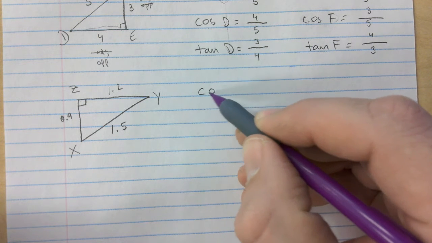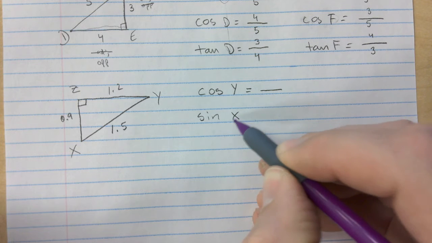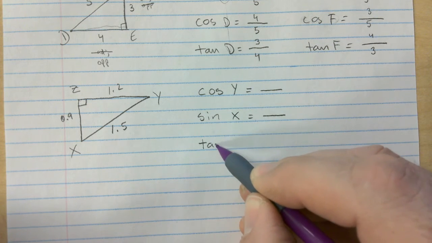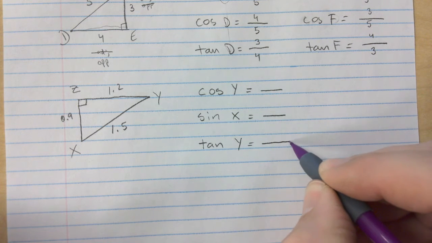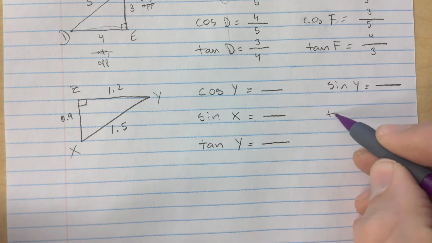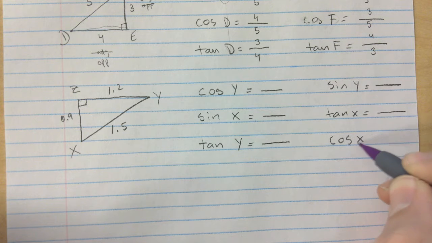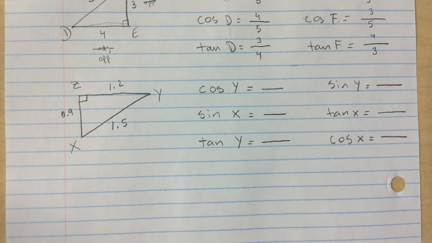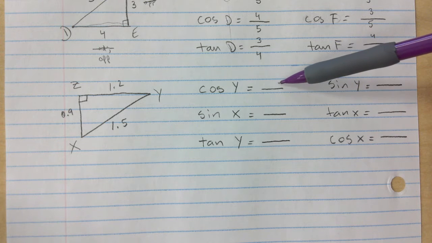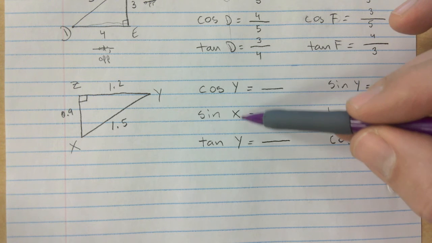So be careful. Cosine of Y. Put down the two numbers. Sine of X. We'll put down two numbers. Tan of Y. Put down two numbers. Sine of Y. Put down two numbers. Tan of X. Put down two numbers. What am I missing? Cosine of X. Put down two numbers. It's not a big deal if you get this wrong. Don't use a pen. Use a pencil unless you're very confident. Put down the two numbers that would have to go with each one of these trig ratios.